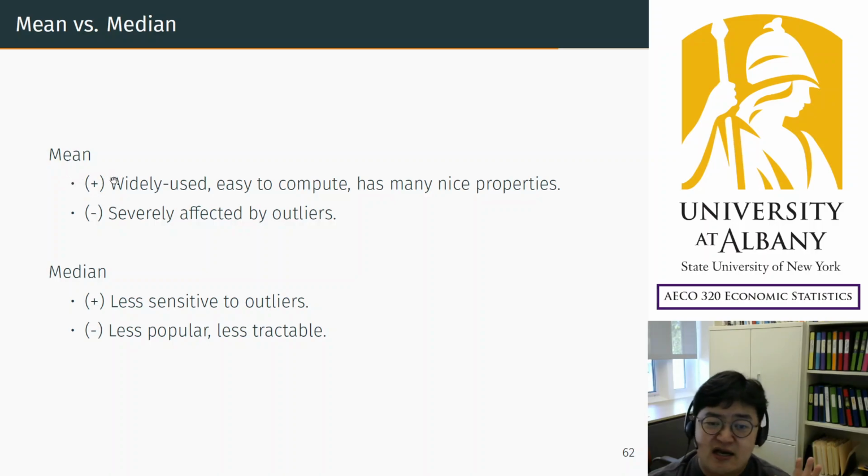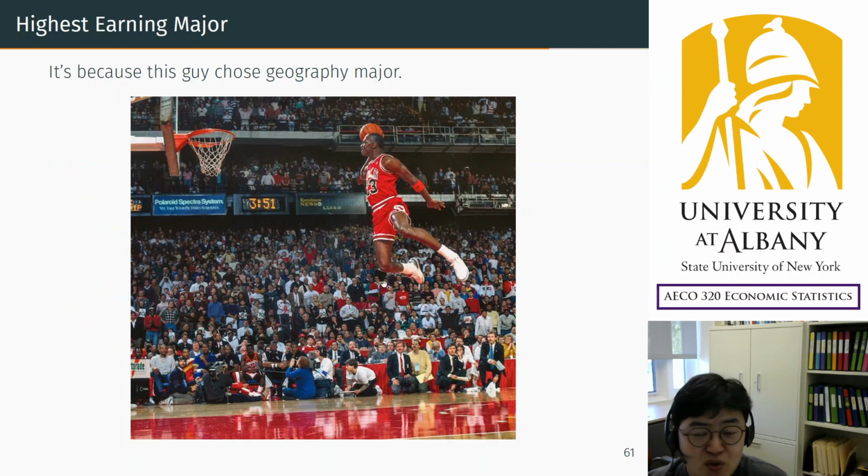The mean is, as I said, good. It has a lot of nice things: widely used, very commonly used, and easy to compute. And also there are many nice mathematical properties. But one of the problems is that it is severely affected by outliers, right? By the way, just in case, I didn't say who he is. If you don't know who he is, his name is Michael Jordan. Look him up on Wikipedia. I'm not going to explain who he is.